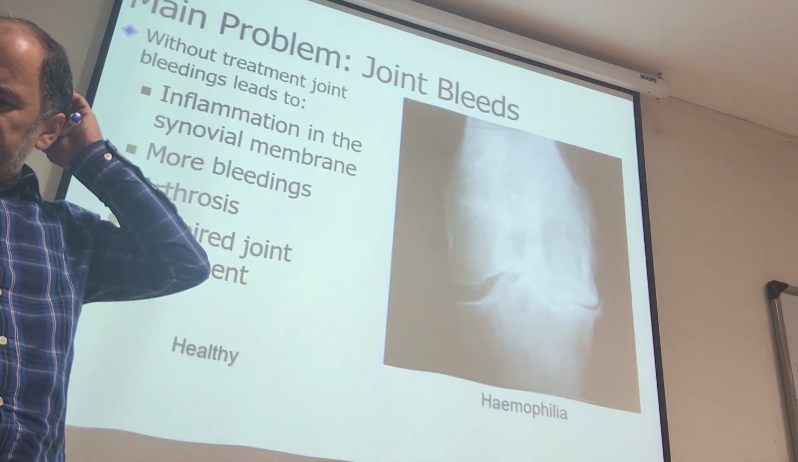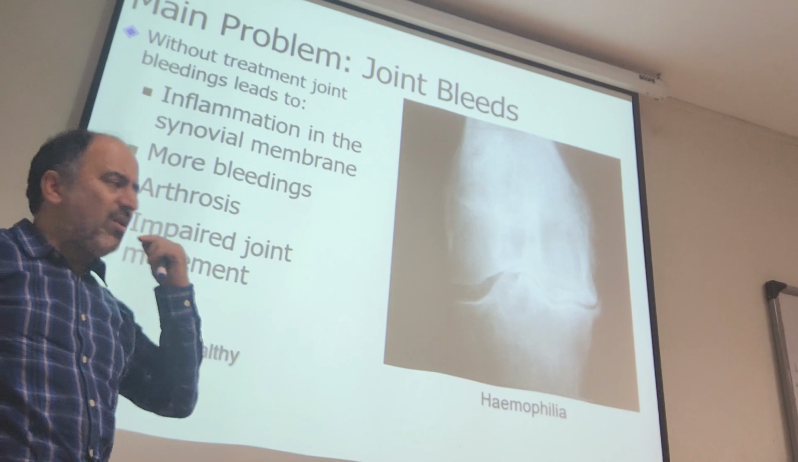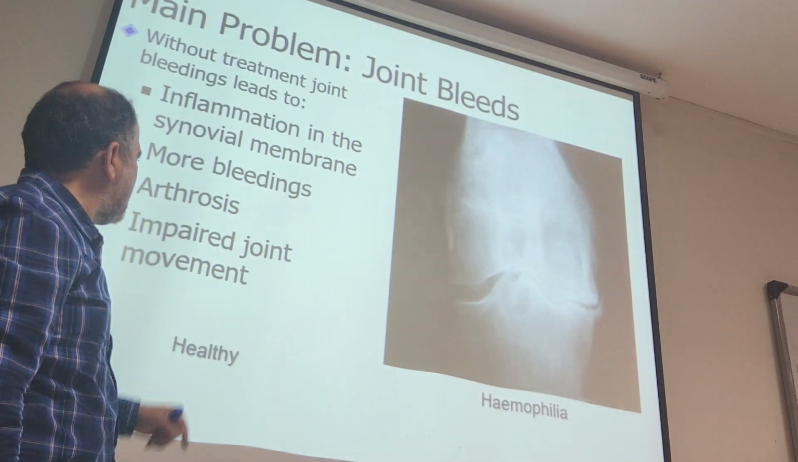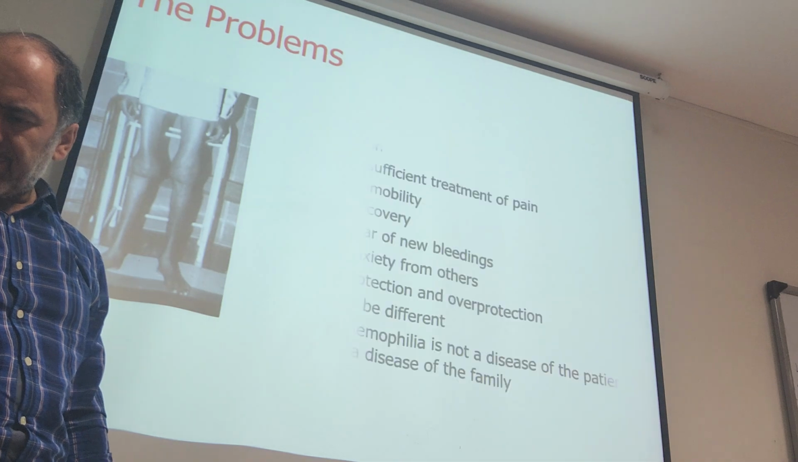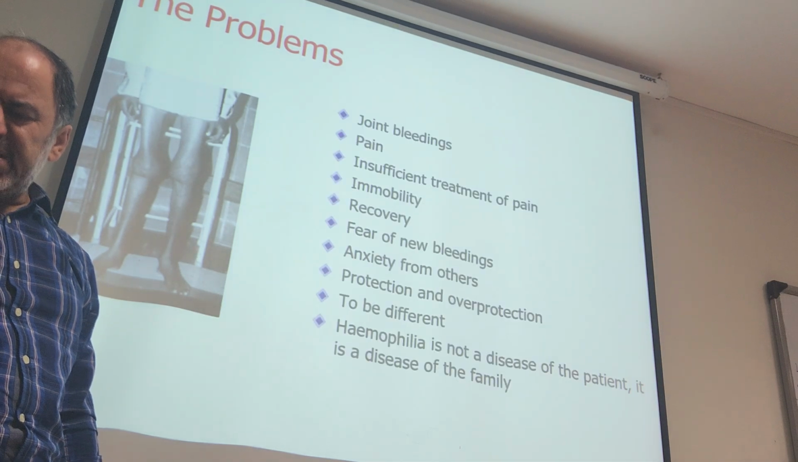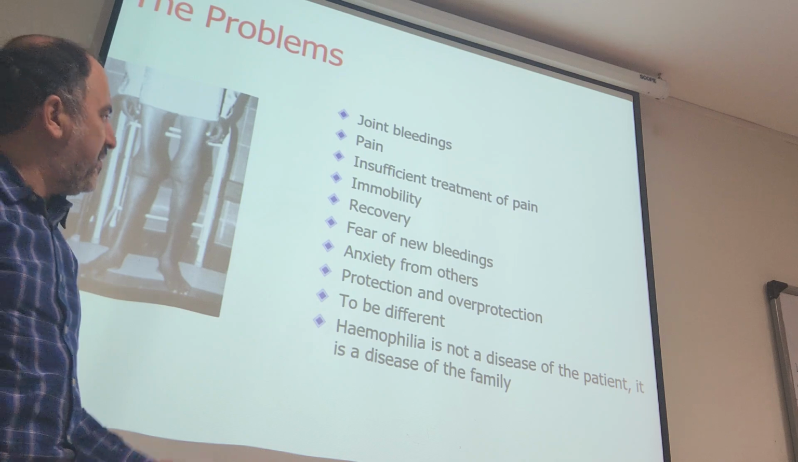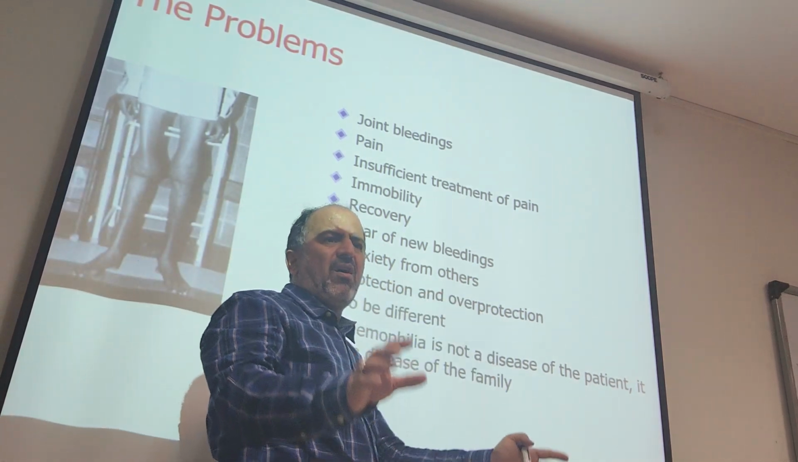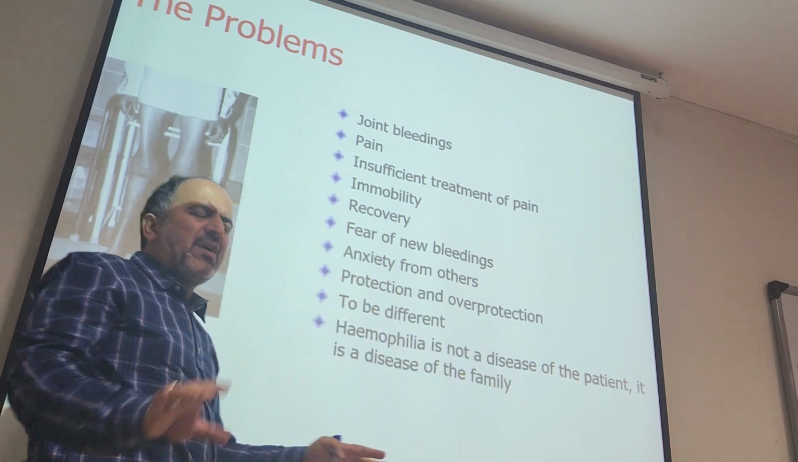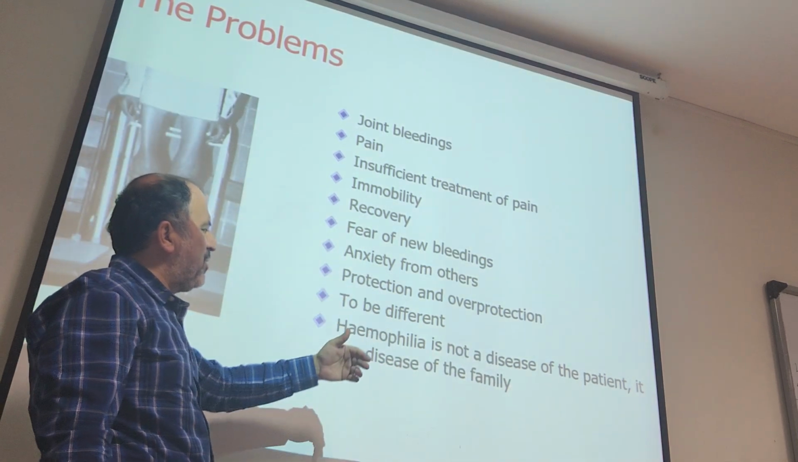This hemophilia patient has bleeding resulting in arthrosis, resulting in impaired joint movement. Joint bleeding, pain, insufficient treatment of pain, immobility, recovery, fear of new bleeding, and anxiety from the others. Maybe he pushed me. Be careful, be careful. It results in protection and overprotection.